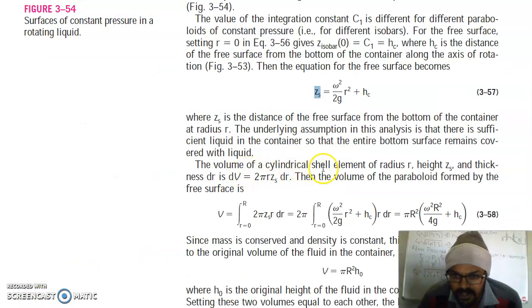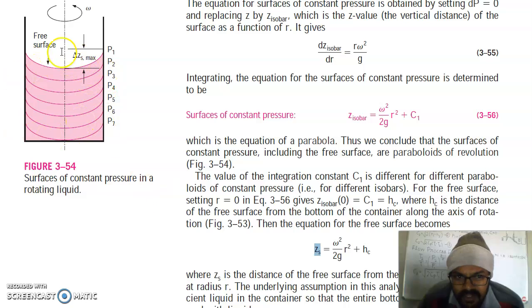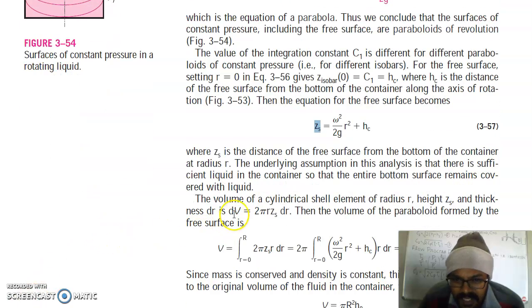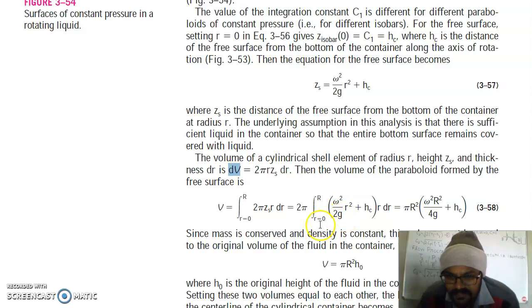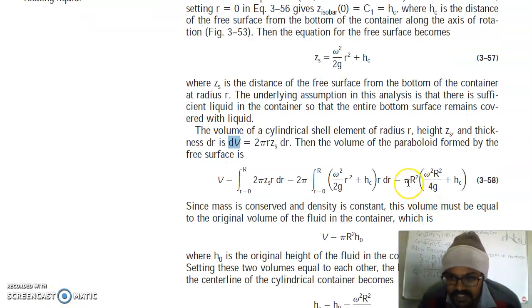The volume of cylindrical shell element of radius r, height ZS and thickness dr is dV is equal to 2 pi r ZS dr. Now if you want to calculate the volume of the whole fluid, that can be calculated by integrating this element dV from r is equal to 0 to R. So that is 2 pi ZS r dr. After integration, you will get this value here.